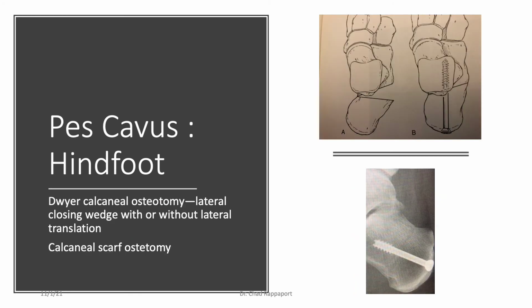So we'll quickly move on to the hindfoot, where you would locally address a hindfoot varus. And this can be done with a Dwyer calcaneal osteotomy with or without lateral translation, or a calcaneal scarf osteotomy or Malerba-like osteotomy of the calcaneus.